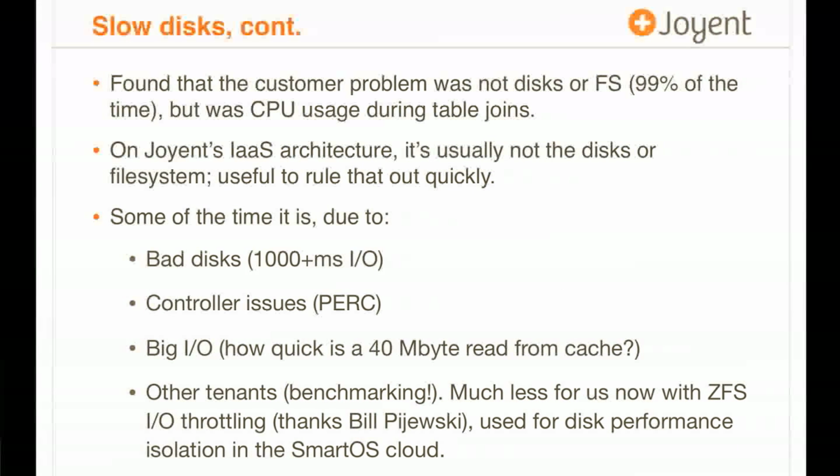So to wrap that one up, the customer problem wasn't actually in the disks or the file system 99% of the time. It was the CPU usage during table joins, and we made it. The customer had spun their wheels on this for many months because they weren't using DTrace and they weren't able to identify it, and they assumed it was noisy neighbors, and it wasn't. It is some of the time, and it's really useful to have the tools to identify that, and I put some of the reasons there.